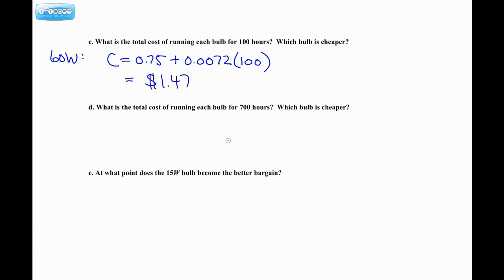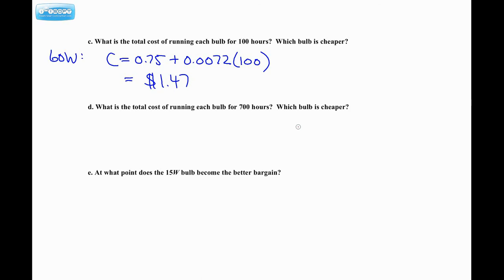What is the total cost of running each bulb for 100 hours? Which bulb is cheaper? First, the cost of the 60 watt bulb: the cost is $0.75 plus the hourly rate, which is pretty small, times however many hours have gone by. Of course you'd use a calculator for this. There is a picture of a calculator at the top, and it works out to be $1.47.